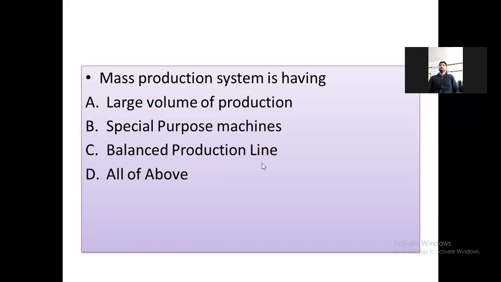And for the balanced production line, as we have already discussed, line balancing is an important part of a mass production system and a continuous production system. If the lines are balanced, then only can we utilize the maximum capacity of the plant or the production line. So the answer is all of the above for the mass production system. All these three specialties are with the mass production system.